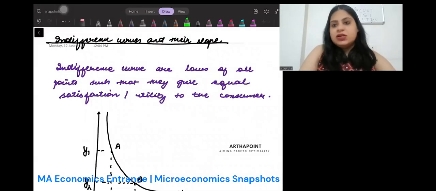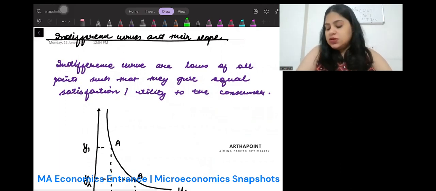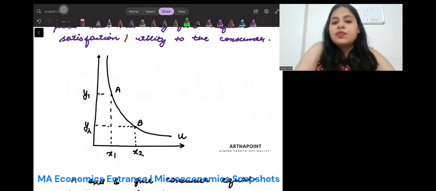Indifference curves and their slopes. But what is an indifference curve? In the most simple language, an indifference curve is the locus of all points that give the individual the same level of satisfaction or the same level of utility. Let us try to consider this diagram here.